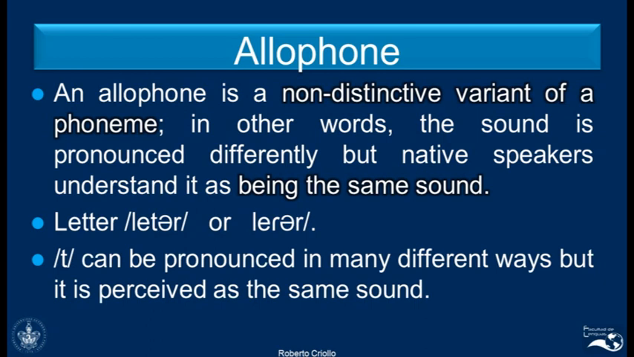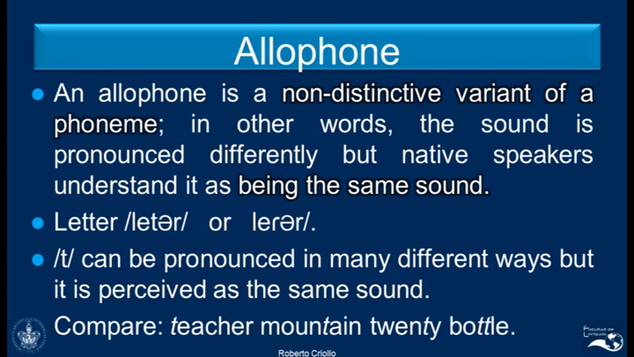The phoneme t, for example, can be pronounced in many different ways, but it is perceived as being the same sound. Just compare how the sound t sounds in these words. First of all, teacher, and then mountain, and then twenty, and then bottle. You can see that in all of these words, the sound t has different characteristics. It is articulated in a different way, and it sounds different, but it is perceived as being exactly the same sound. So all of these are said to be the allophones of the sound t.